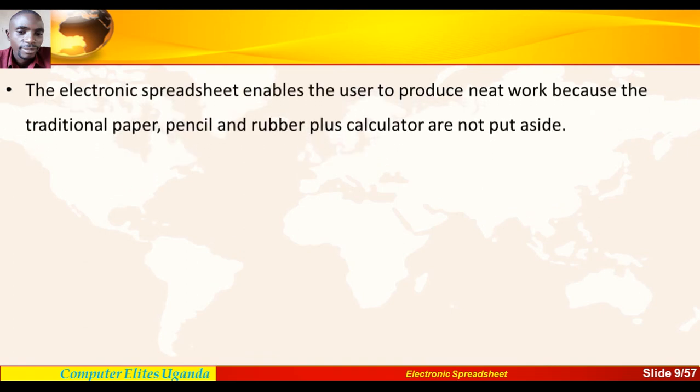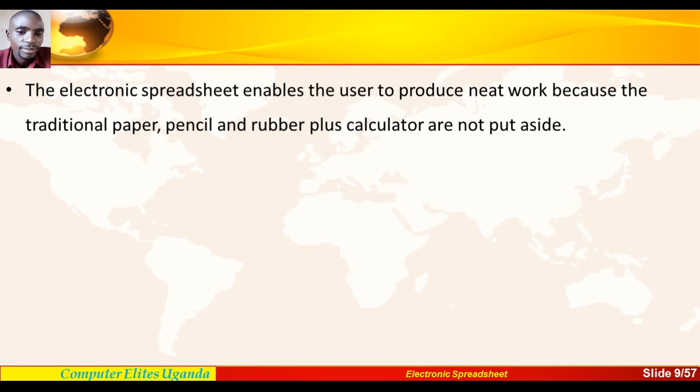We can also say electronic spreadsheet enables the user to produce neat work, because the traditional papers, pencils and rubbers plus calculators cannot be put aside. So you will have every time to rub, you will have every time to cross. So you will have information, if you're using the traditional means, that is, the manual spreadsheet, you will have information not displayed well compared to when you're using the electronic spreadsheet, where information is always produced and it is neat.